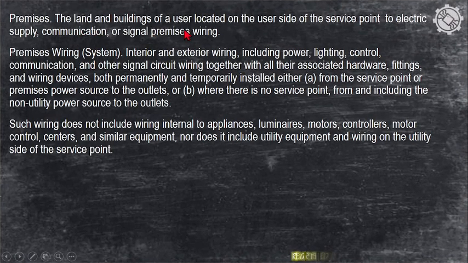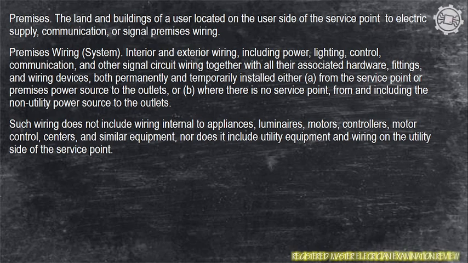Premises. So the land and buildings of a user located on the user side of the service point to electric supply, communication or signal premises wiring. So yung lahat ng wiring na nasa loob ng premises, that is now part of the Philippine Electrical Code Part 1. Yung part na hindi kasama ng premises, that is now scope ng Philippine Electrical Code Part 2.